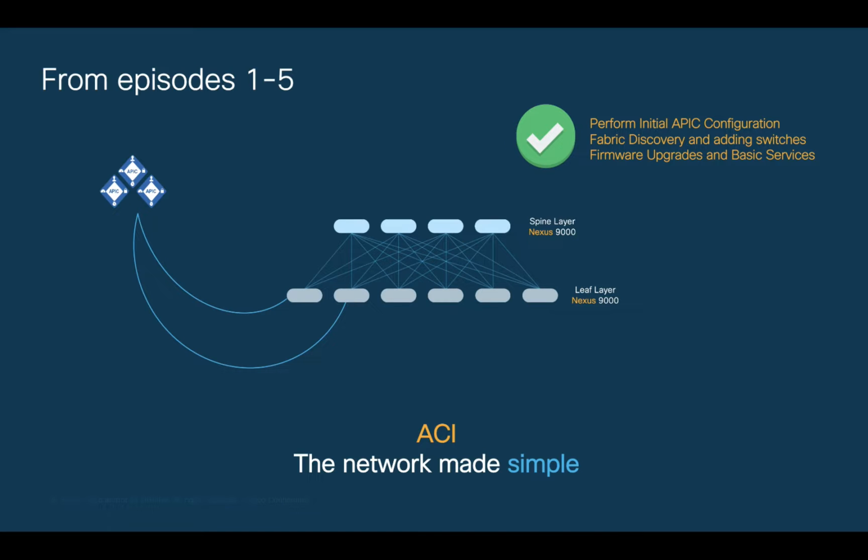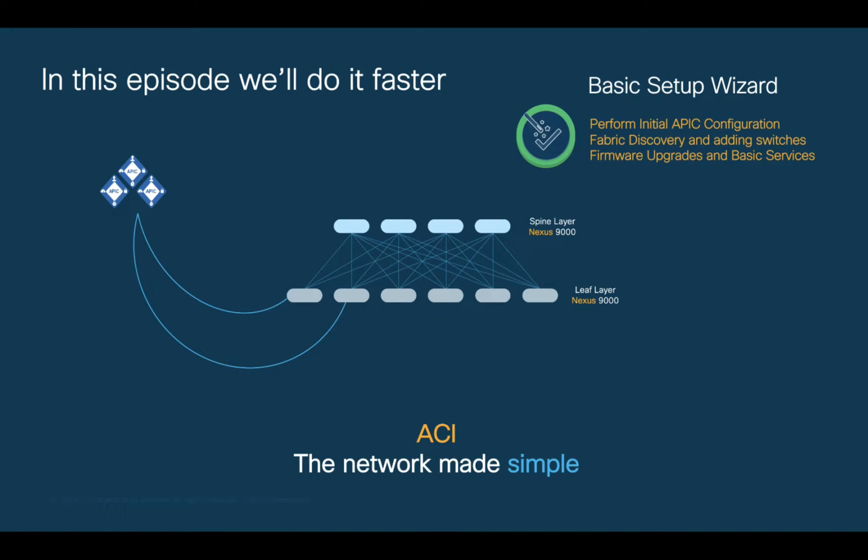In this episode, we will do all that but even faster by using the ACI First Time Setup Wizard, which is available in ACI versions 4.2(3) and later. By using this wizard, we will also automatically enable the configuration of ACI best practices in the fabric. Sounds good? Alright, let's start.